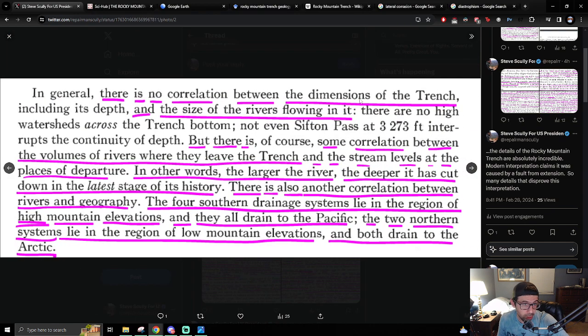There is no correlation between the dimensions of the trench and the size of the rivers flowing in it in general. That's just an observation that is made. But there is some correlation between the volumes of rivers where they leave the trench and the stream levels at the places of departure. In other words, the larger the river, the deeper it has cut down in the latest stage of its history. So basically, as the water retreated from the earth, it started to drain.